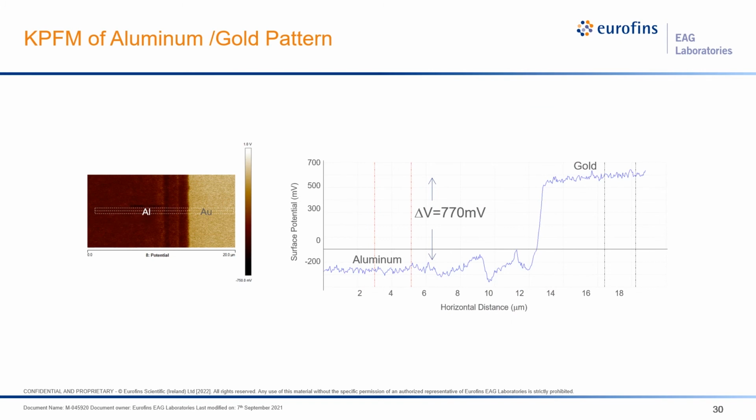We can look at this a little more quantitatively with a line profile through the potential map, which shows the measured work function difference between aluminum and gold is 770 millivolts. This is close to the theoretical difference of somewhere between 800 millivolts and a volt. Most elements have a range of possible work functions because the actual work function depends on the material's specific crystal structure and other factors. Kelvin probe is great at measuring the surface potential difference within an imaged area, but in practice, we don't recommend it for comparing surface potential between samples.